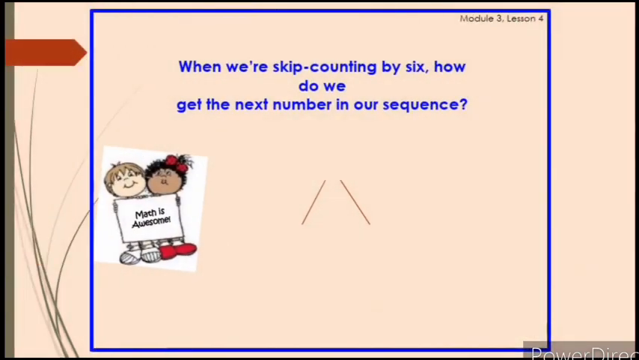Wow, that's good. You are intelligent. Okay, now when we skip count by 6, what do we do? That is, if I have 6 plus 6 and I get 12, how else can I explain what is done?